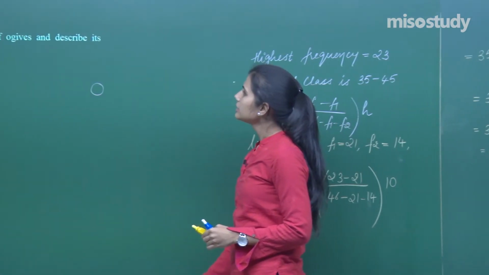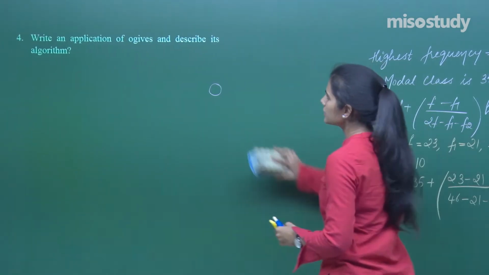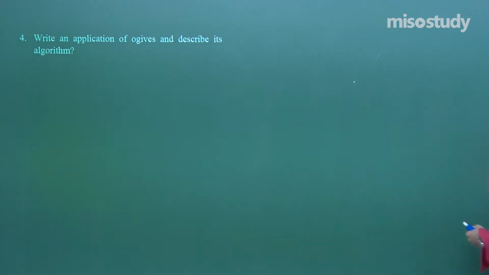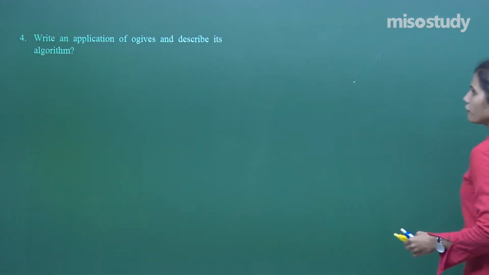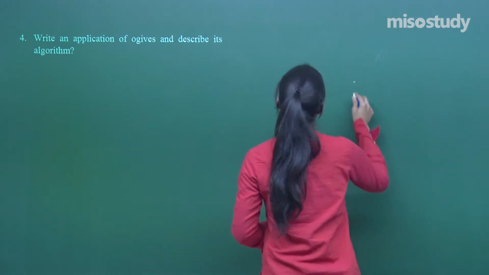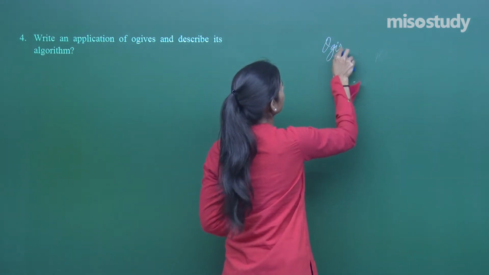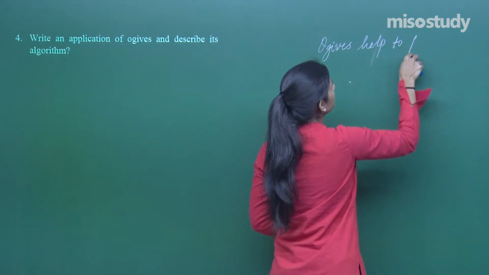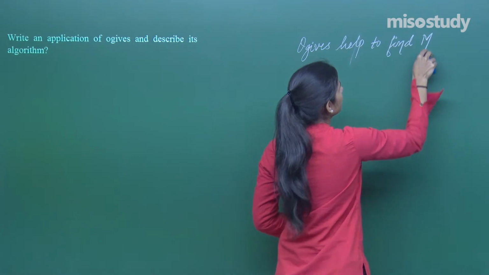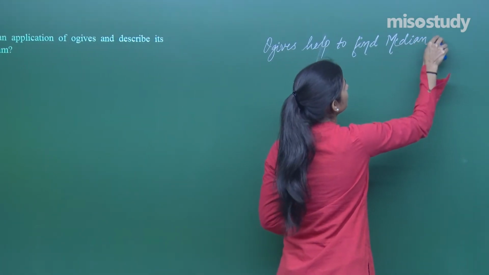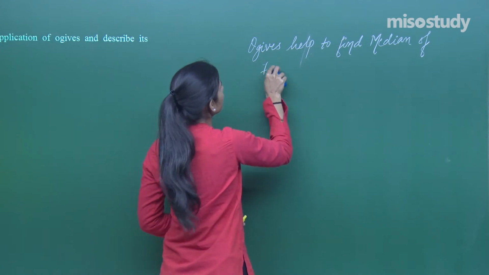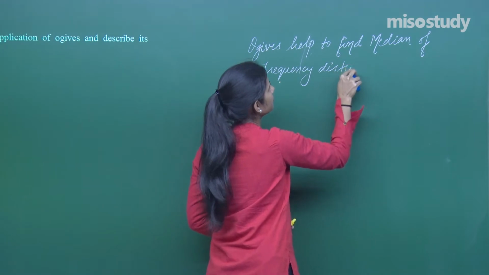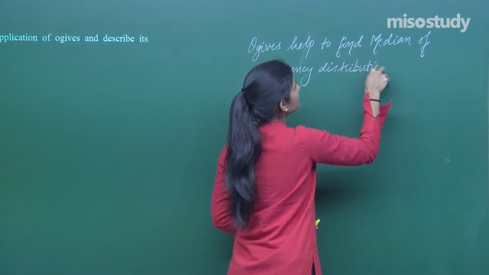Next question says that write an application of ogives and describe its algorithm. There is this very beautiful application of ogives. What is it? That we can find the median of a frequency distribution with the help of ogives. Ogives help to find the median of frequency distributions in two ways.